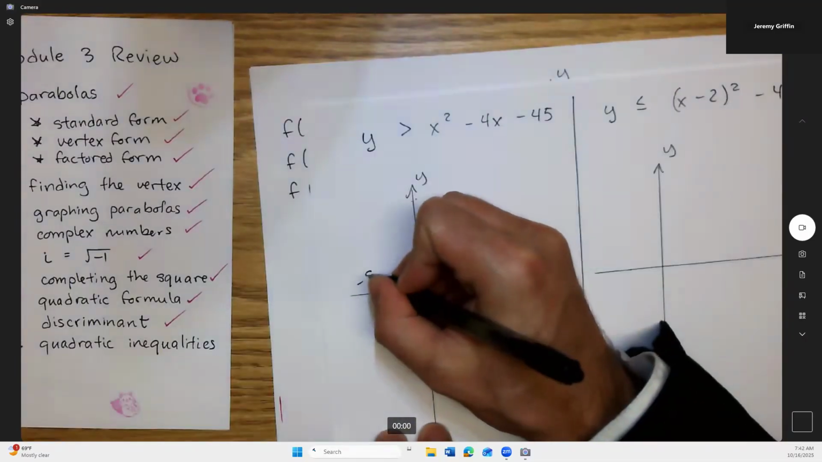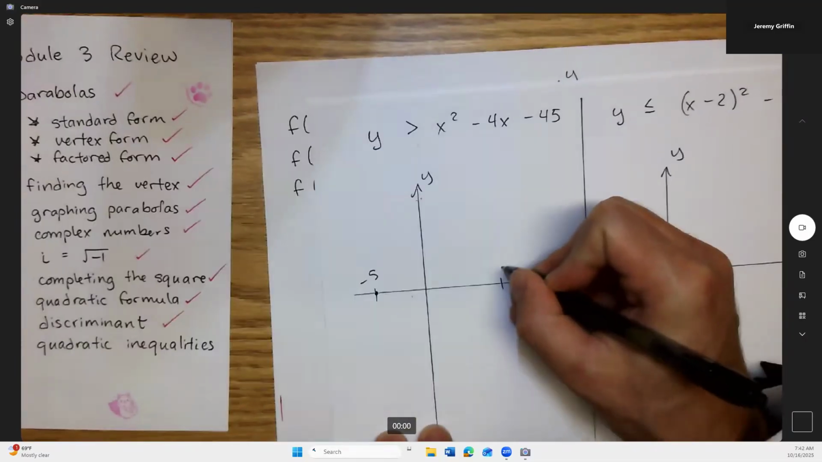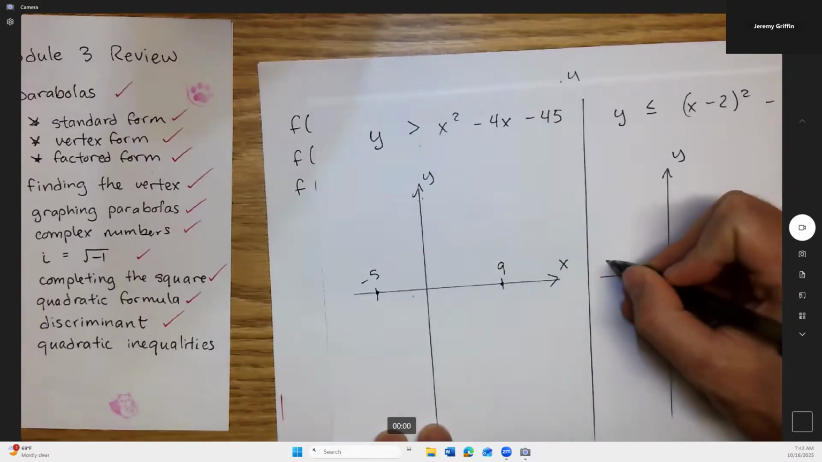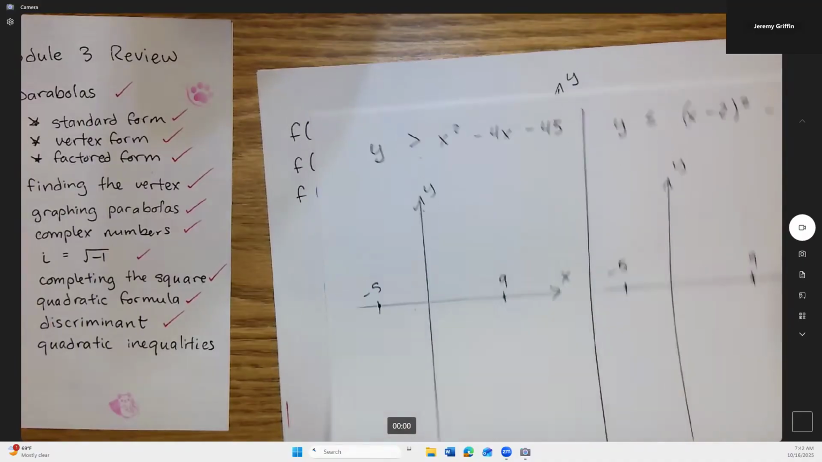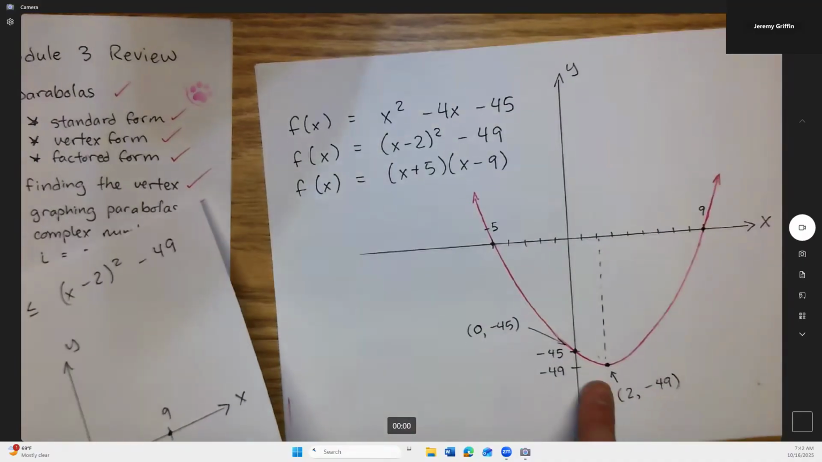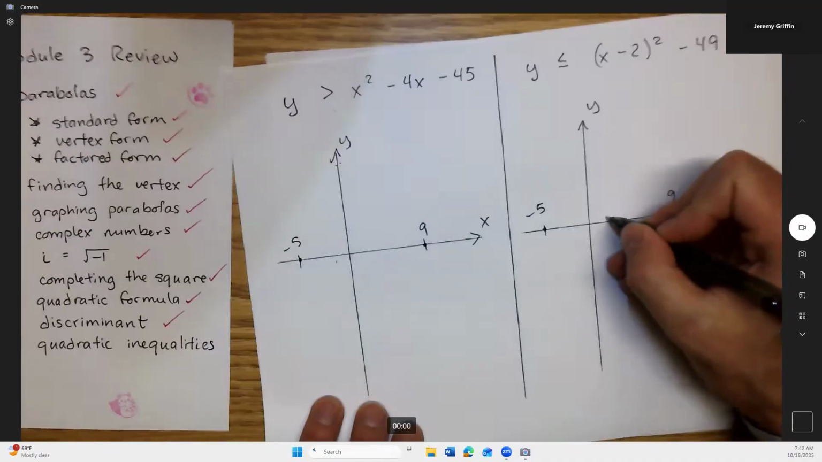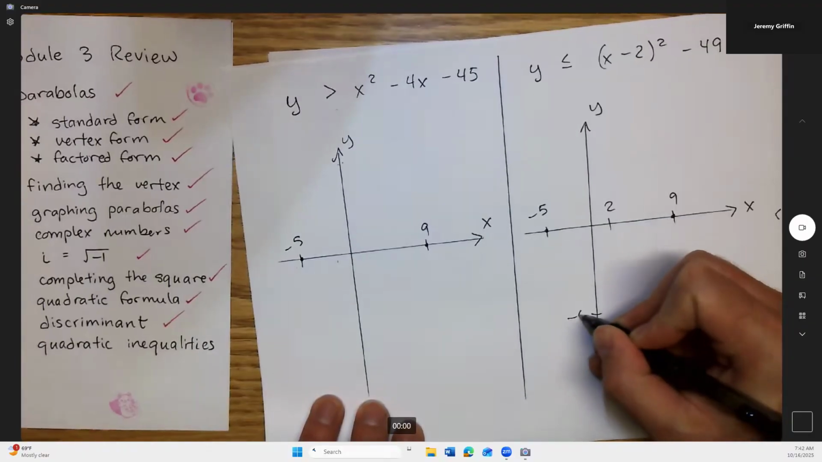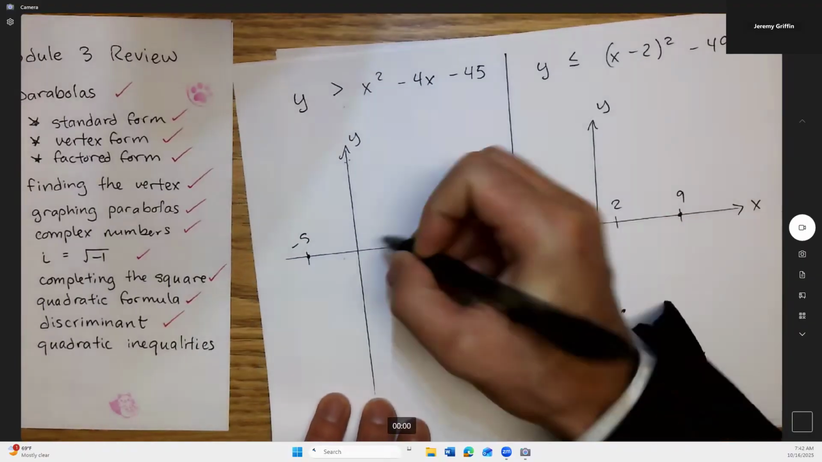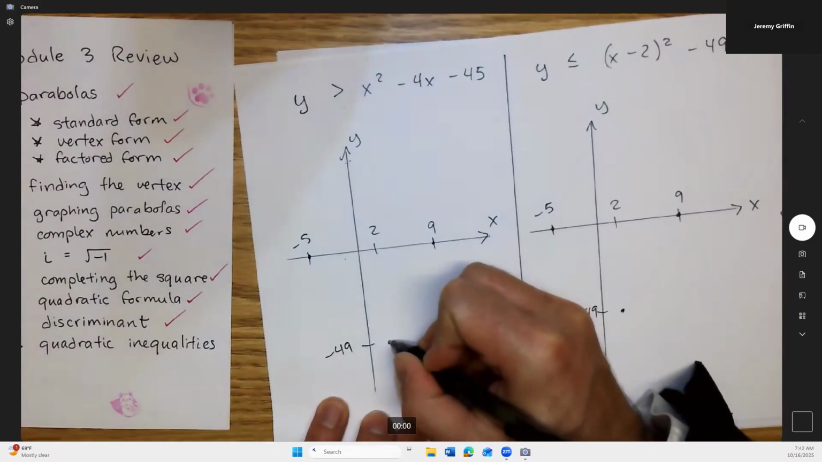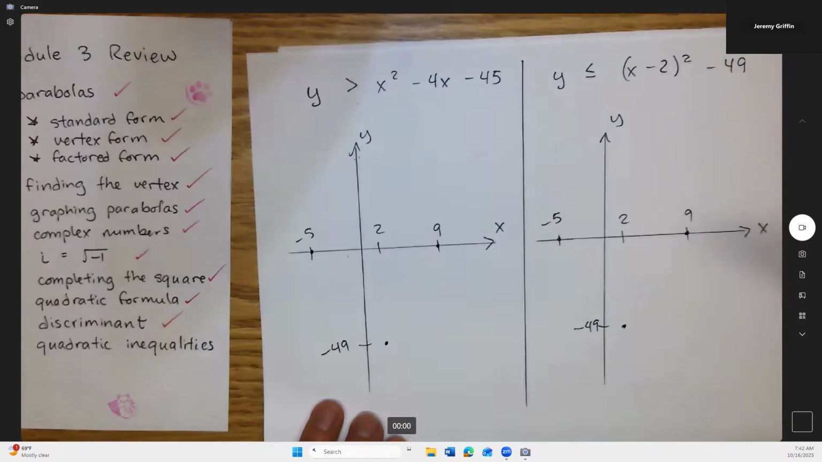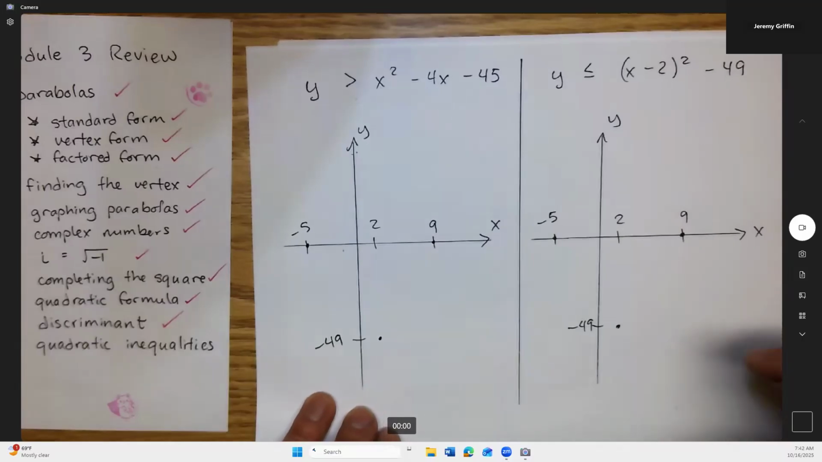Let's say negative 5 is here, and let's put 9 right here. This is approximately to scale, pretty close. And here's the vertex at (2, negative 49). So let's go to (2, negative 49), and then (2, negative 49) on the other graph. Something like that. Okay, so I've got some key points on what's going to become the parabolas.